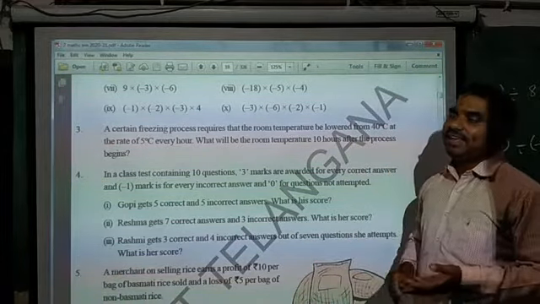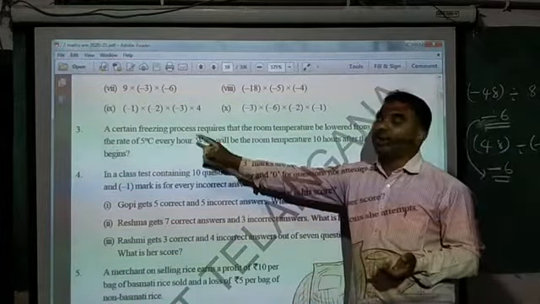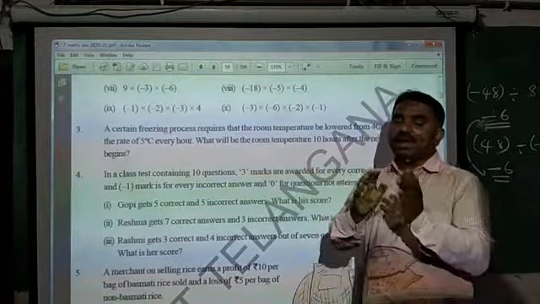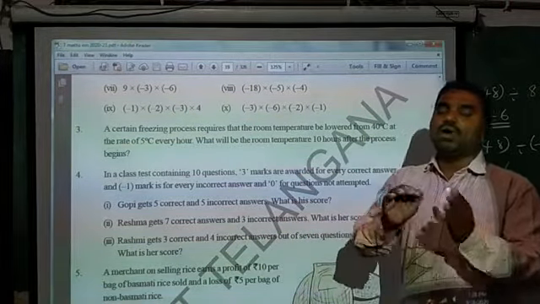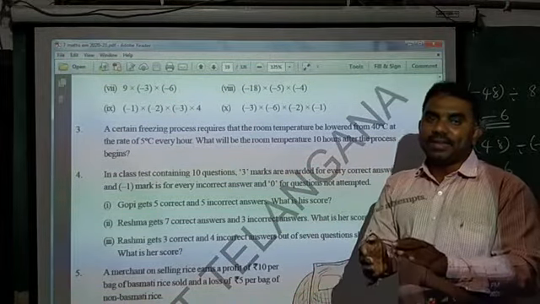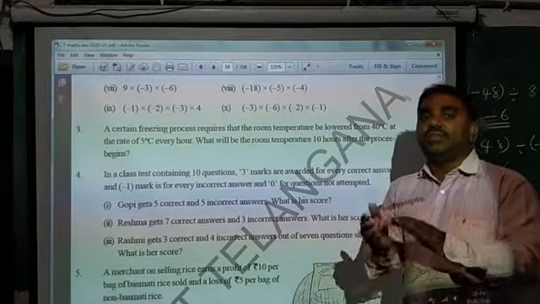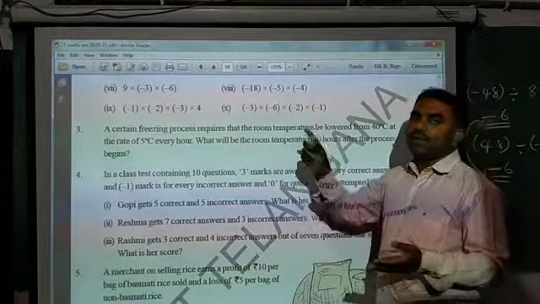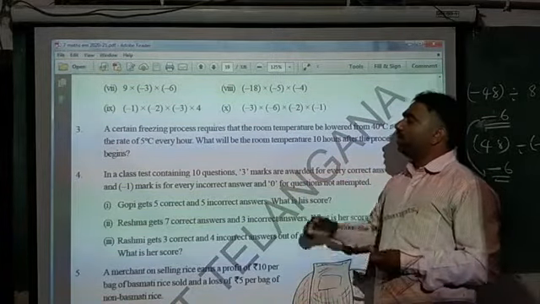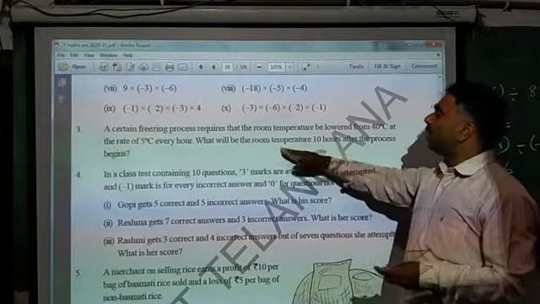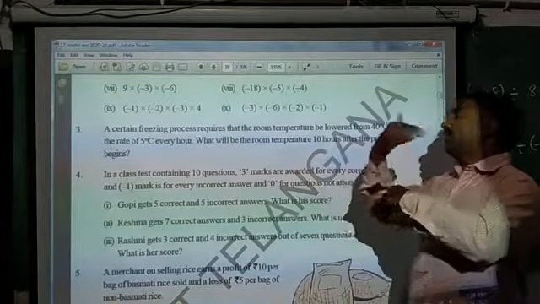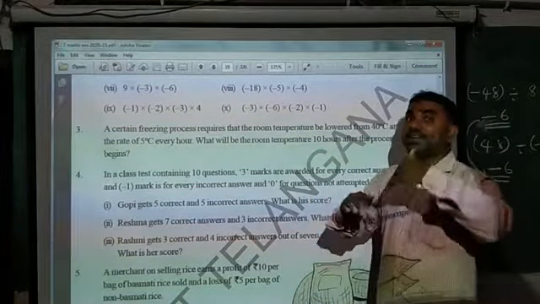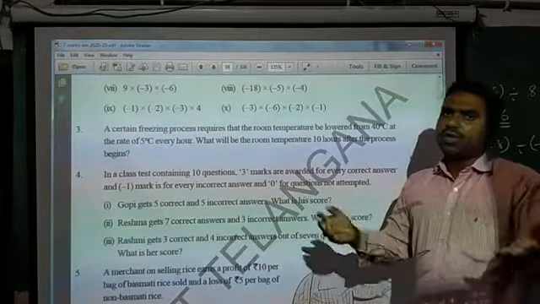How much is it decreasing? 5 degrees per every hour. Means for 1 hour 5 degrees. For 2 hours 10 degrees. For 3 hours 15 degrees. Means for every 1 hour 5 degrees. So finally, what will be the room temperature 10 hours after the process begins? After the 10 hours. So now do you think you understood?